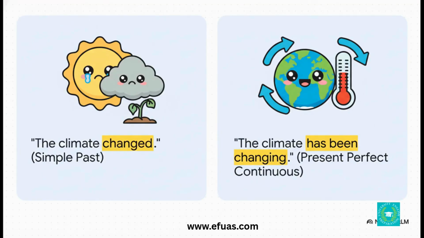Just look at the massive difference here. On the left, the climate changed. It sounds like a one-time thing, right? Like it happened and now it's over. But look at the right side. The climate has been changing. That tells a completely different and much more accurate story of a long, slow process that started in the past and is still happening today. See, the aspect you choose isn't just some tiny grammar rule. It completely changes the meaning of your sentence.